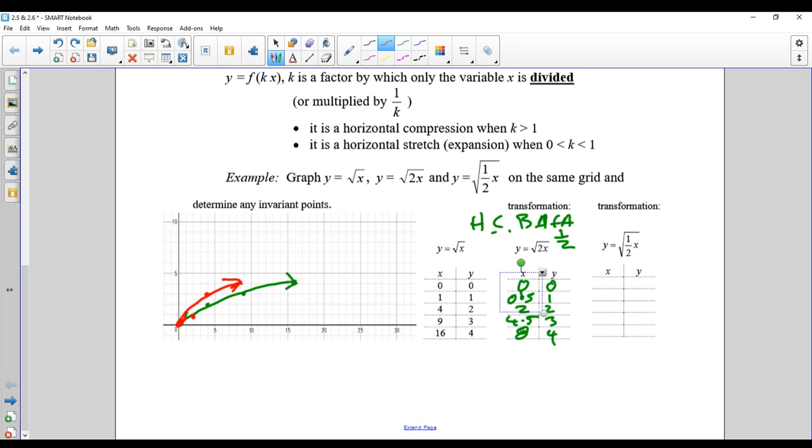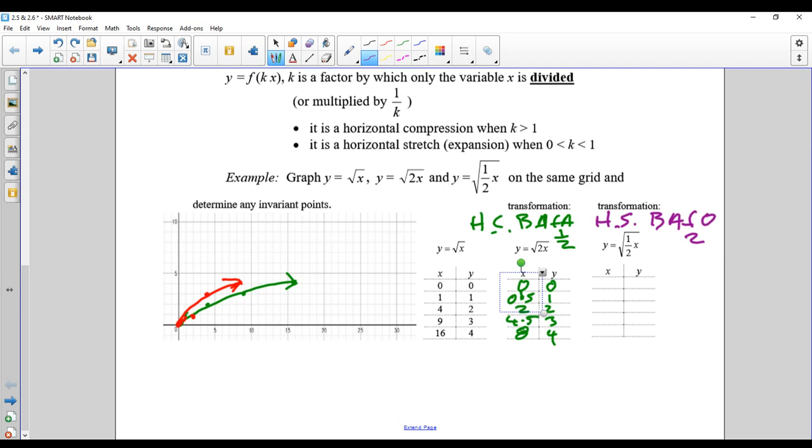By taking this half and flipping it upside down, because it's always multiplied by 1 over k. If you take 1 half and invert it, it becomes 2 over 1. So it's now 2. So it's a horizontal stretch by a factor of 2. I put that in purple: horizontal stretch, HS, by a factor of 2. So how do you think my table is going to look now?